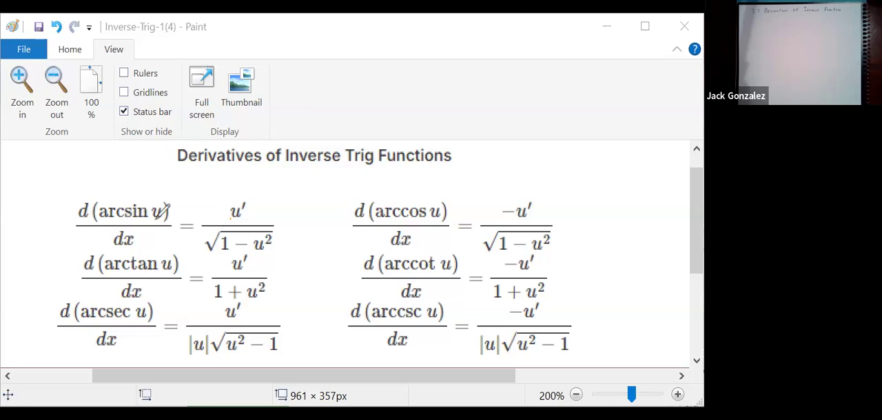So now that we know the chain rule, we can just do it. So u prime is handling the chain rule, and we're doing this formula here. Okay. So if you do the derivative of the inverse sine or arc sine, it'll be this. So let's do the first example in the homework.